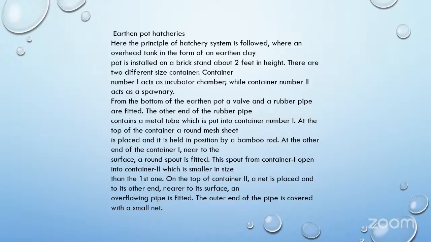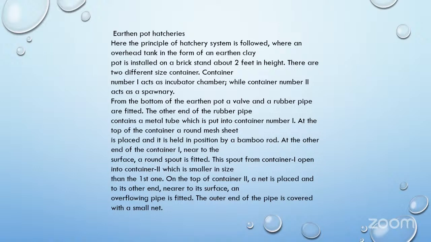From the bottom of the earthen pot, a valve and a rubber pipe are fitted. The other end of the rubber pipe contains a metal tube, which is put into container number 1. At the top of the container, a round mesh sheet is placed and it is held in position by a bamboo rod. At the other end of container 1, near the surface, a round spout is fitted.